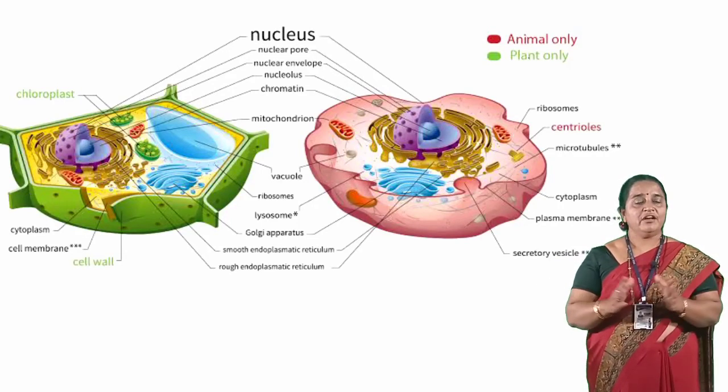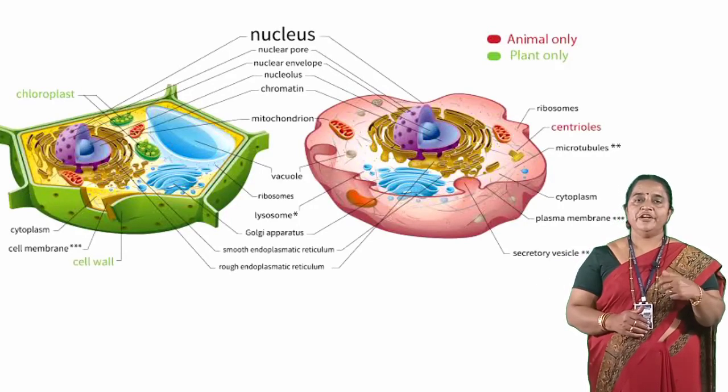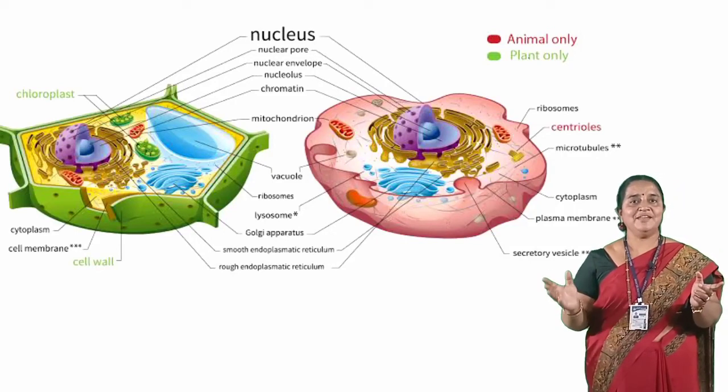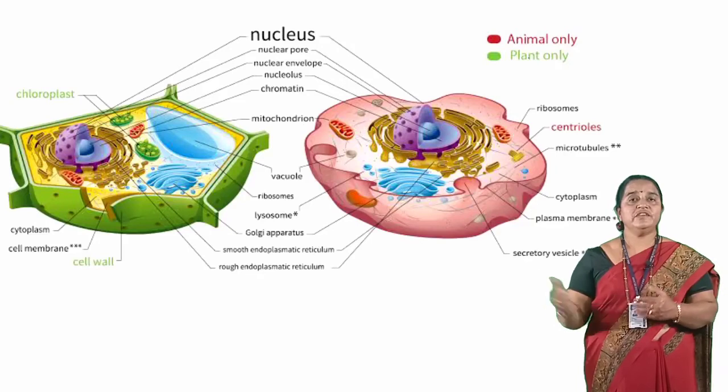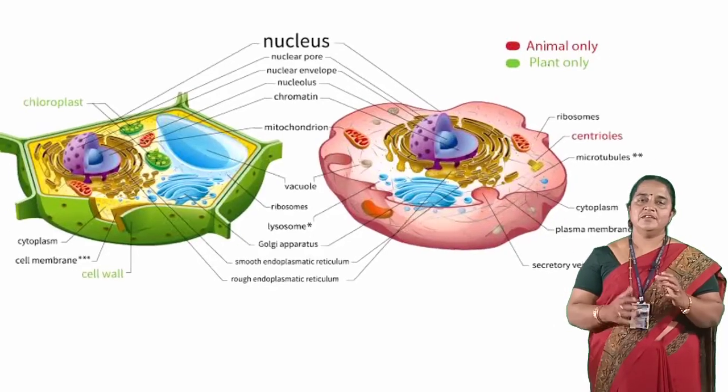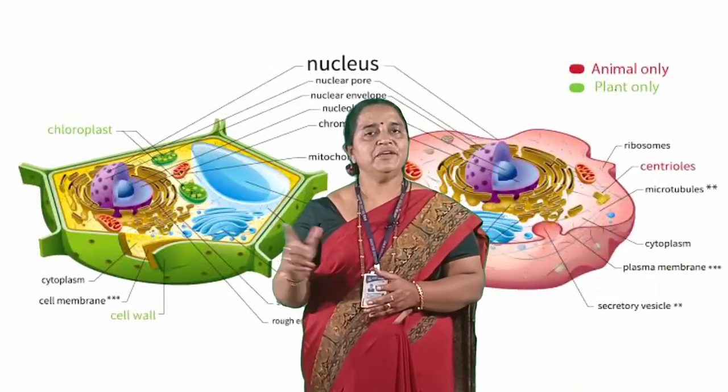With this, I have completed today's session on the introduction to eukaryotic cells, taking the example of plant cell and animal cell. In the next few sessions, we are dealing with each component of the cell. So this forms the topic, cell, a basic unit of life.